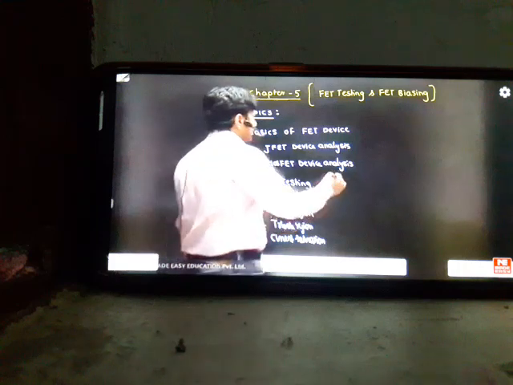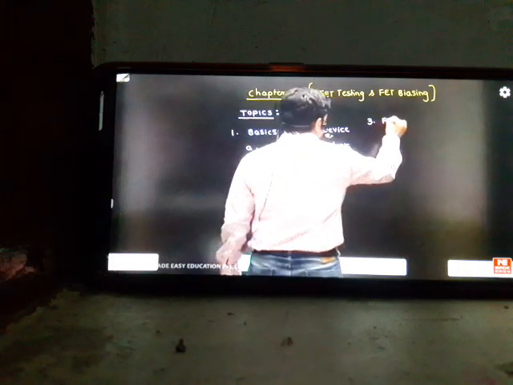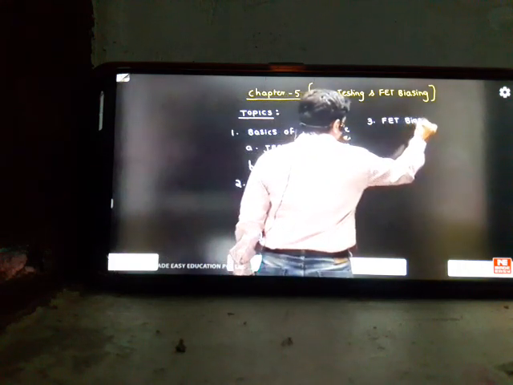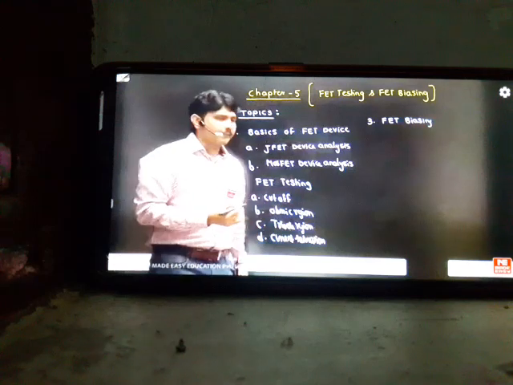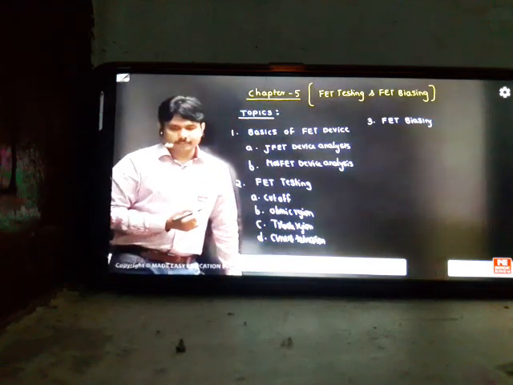And one more we have is concept number 3. That is the FET passing class. Like BJT passing, we have FET passing classes there. Because for every amplifier, passing is required. So FET is also an amplifier.